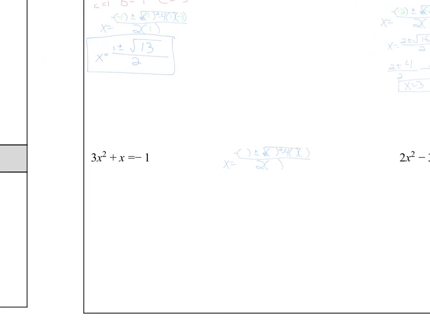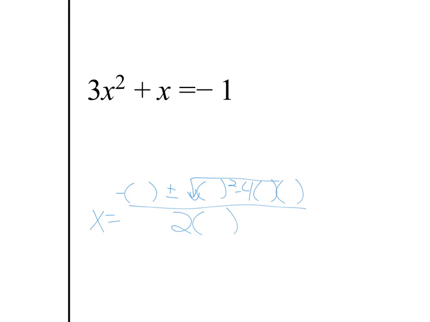Excellent. Next one. Actually, before I forget, let me duplicate this guy. All right. It's not set equal to 0. We don't like that, so let's move things around. 3x squared plus x, move the 1 over, plus 1 equals 0. There we go. We've got our a value. Our b value would be a 1, and our c value is also a 1.